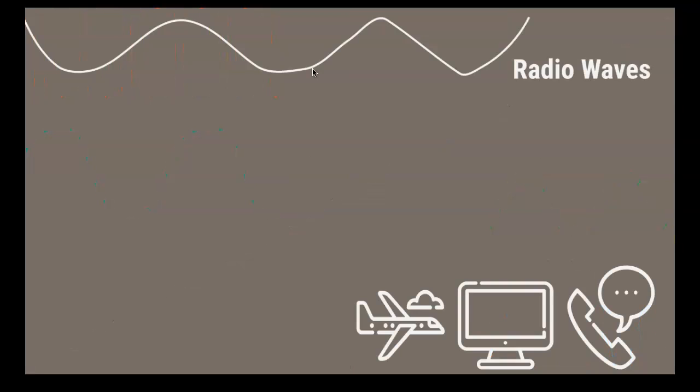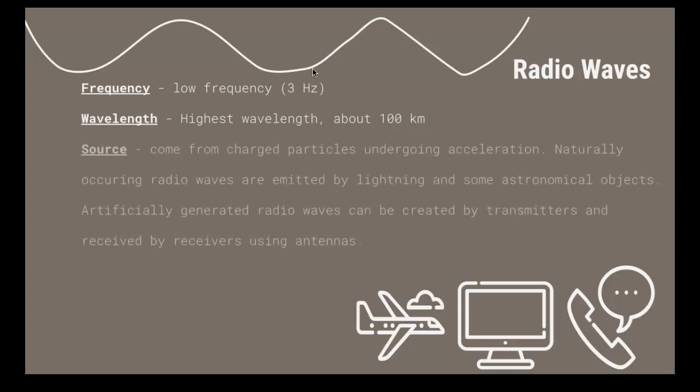So breaking it down between all of the different types of things that we see on the EMR spectrum, radio waves are the first. Remember, they have a really low frequency, about 3 hertz. Their wavelength is really long. It could be about 100 kilometers, or sometimes even more, sometimes a little bit less. These are just approximations.